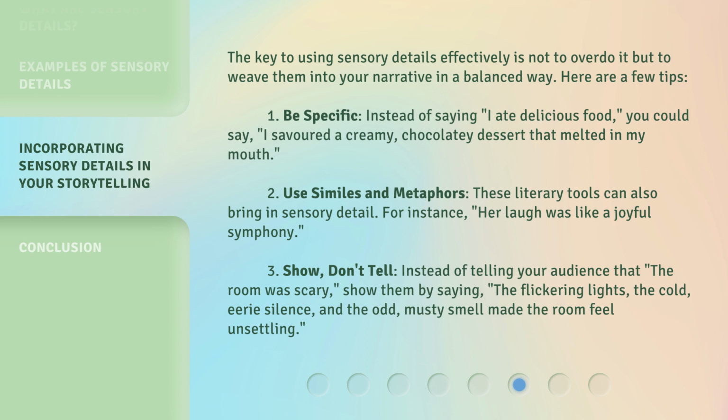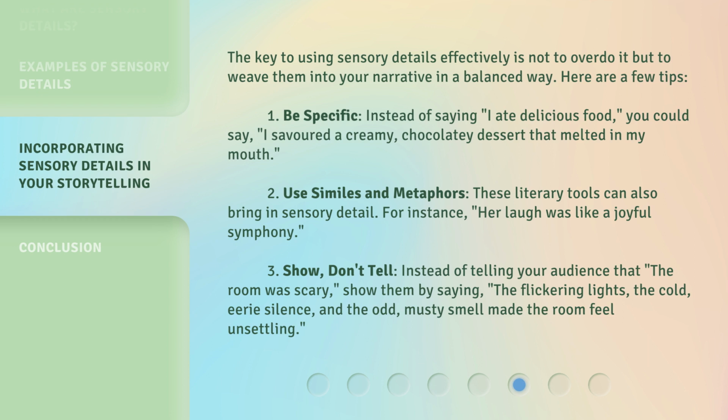1. Be specific. Instead of saying, "I ate delicious food," you could say, "I savored a creamy, chocolatey dessert that melted in my mouth." 2. Use similes and metaphors. These literary tools can also bring in sensory detail. For instance, her laugh was like a joyful symphony.